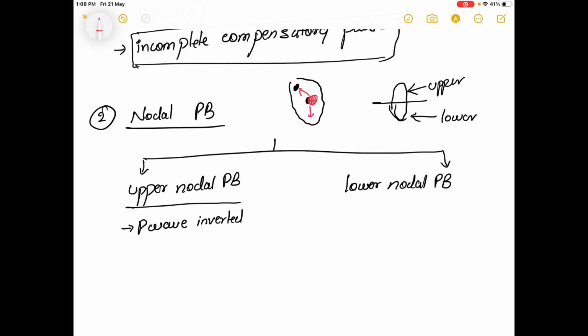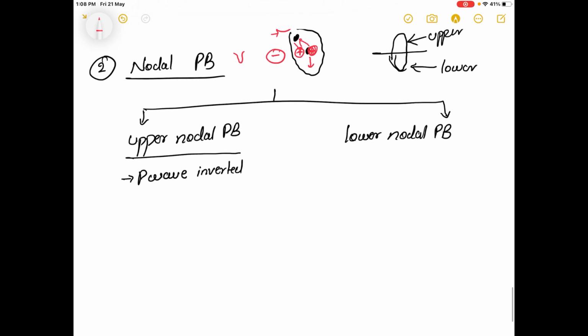As I told before, the SA node is connected to the negative terminal on the ECG. As I told in my previous class, this positive electron is moving towards the negative electron. So plus into minus is minus, so you get a negative deflection in the ECG. So the P wave, the atrial contraction, is inverted in upper nodal premature beats.